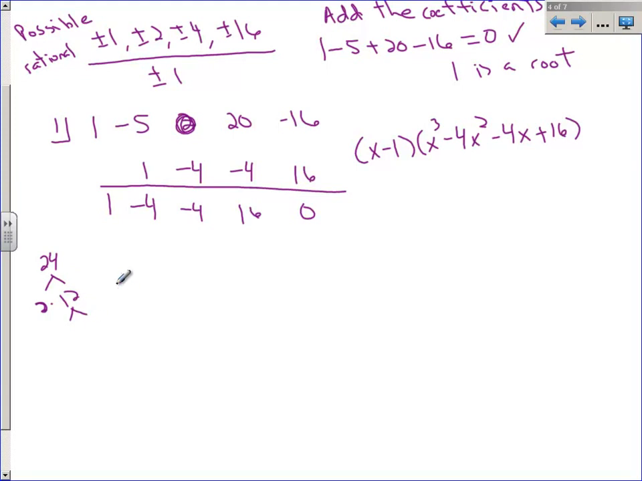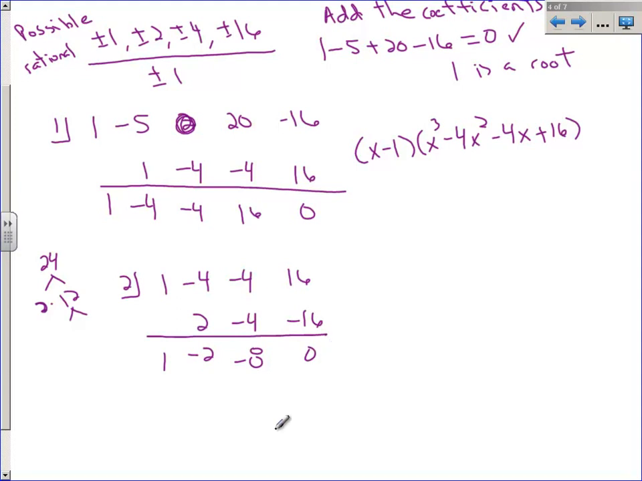What's left over there. So I'm going to try and factor this x cubed now, still only using these possible zeros. So let's just try one. Let's try 2. So 1x cubed, negative 4x squared, negative 4x and 16. Drop the 1 down. 2 times 1 is 2, negative 2, negative 4, negative 8, negative 16. Boom. We found another one.